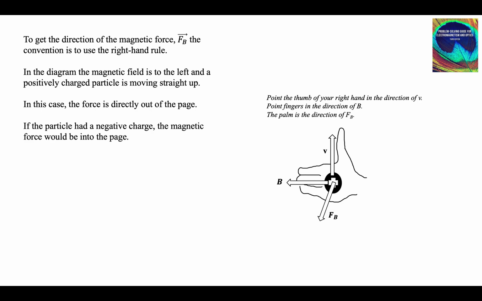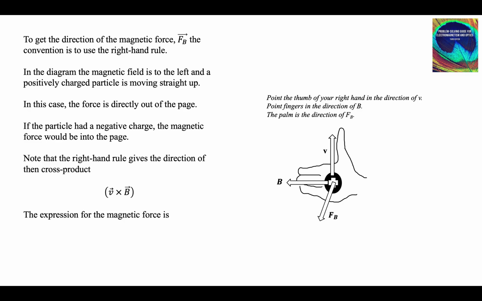So the first step is getting V cross B and then determining the direction of the force based on the charge. The right-hand rule gives the direction only of the cross product, V cross B. The expression for the magnetic force, if you recall, is Q V cross B. So if Q is negative, it flips the direction of the cross product.